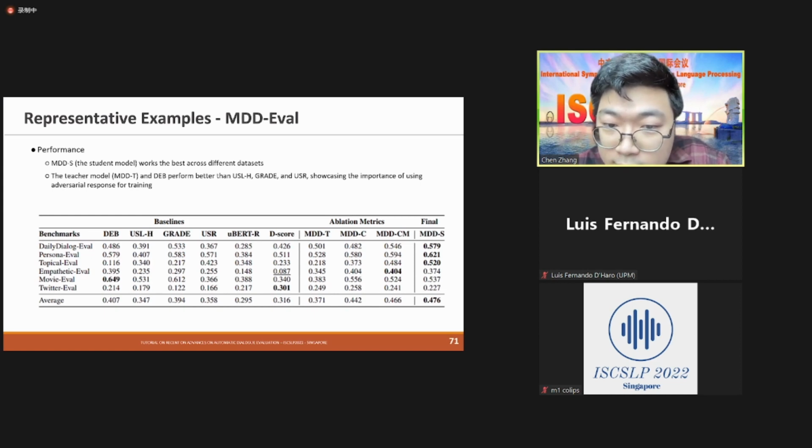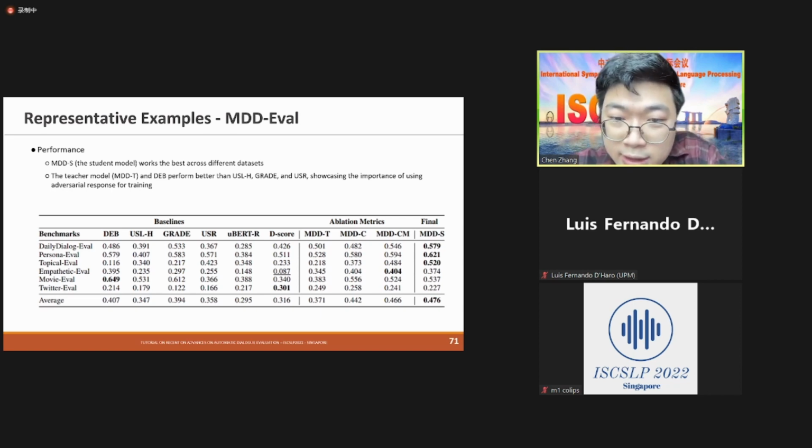So we can see here, in terms of the performance across different benchmarks from different domains, the MDD student model performs well across different domains, better than both USR and the D-score, as well as the teacher model, which is 0.37, and here we obtain 0.47.